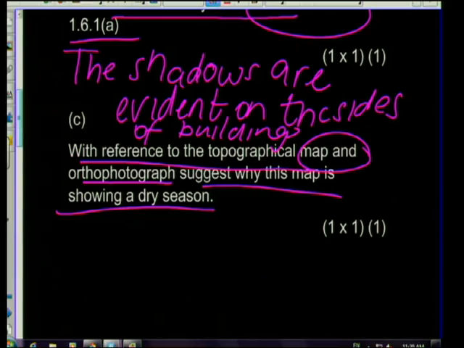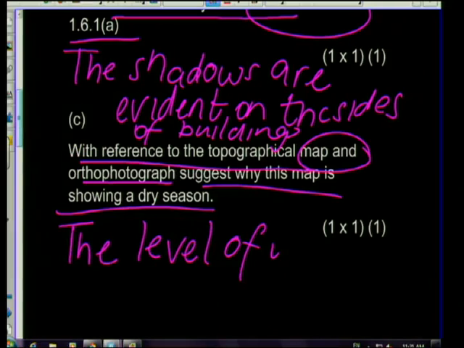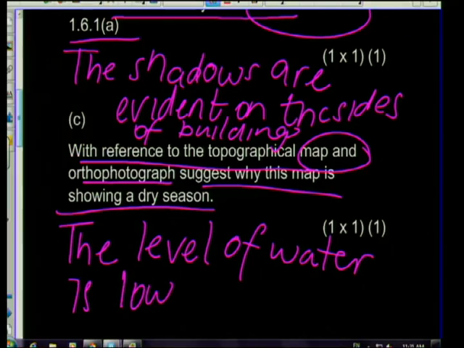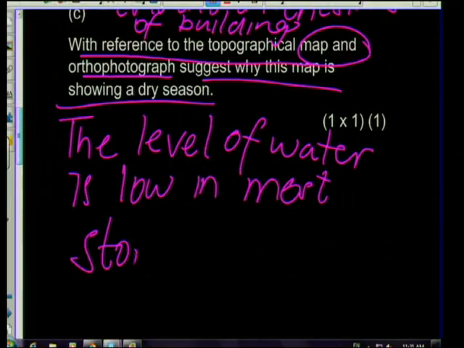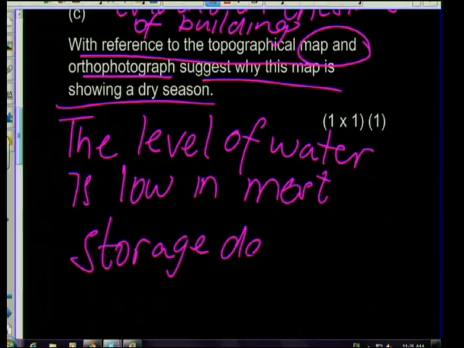So, what is our answer? With reference to why this map is showing a dry season? The level of water is low in most storage dams. And guys, with that, that is the correct answer, and it affords you the full 1 mark.